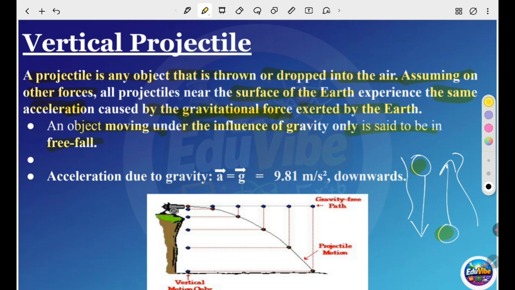An object moving under the influence of gravity only is said to be in free fall. Here we get the term free fall. The acceleration due to gravity is the vector g, because acceleration is a vector, and its value is 9.81 meters per second squared downwards.